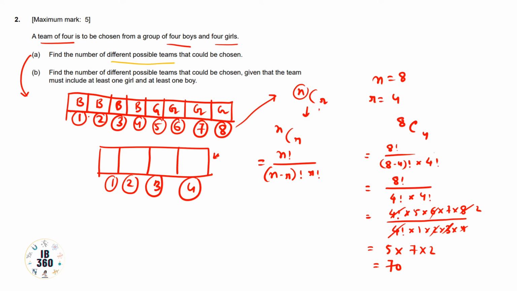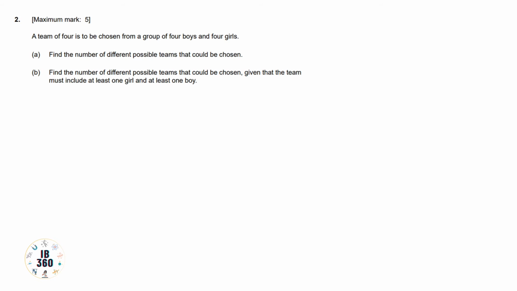So the number of different possible teams that could be chosen is 70. So 70 possible teams can be chosen. So this problem is done. The answer is 70. Now we will move towards the next question. The answer to the previous one was 70, just for noting down.